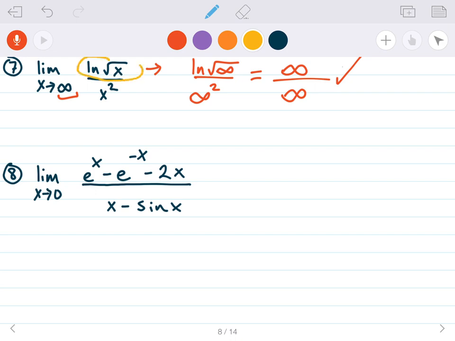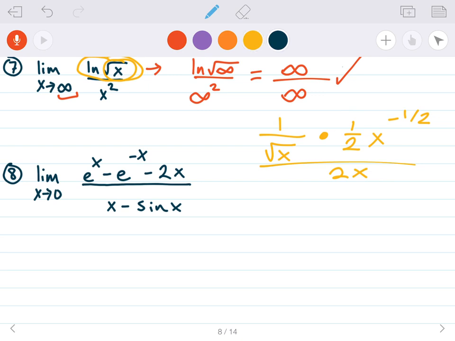Well, what's the derivative of ln of square root of x? We have to use a chain rule here. So the derivative of ln of x is just 1 over x, right? So the derivative of ln of root x is 1 over root x times the derivative of that inner function, which is just root x. Well, the derivative of root x is 1/2 x to the negative 1/2. So that's the derivative of the top. The derivative of the bottom using the power rule is just 2x. And let's see if I can simplify this before I plug in my infinity.